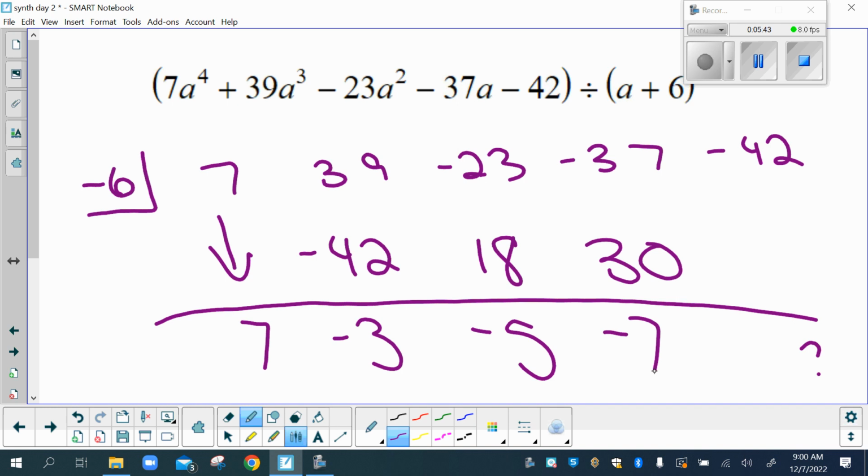Negative 6 and negative 5 is positive 30, so I'm going to get a negative 7. Negative 7 and negative 6 is positive 42. Hey, look at that. It's 0. It is a factor. Our answer is just yes. It's just yes. That's all you have to do, right?